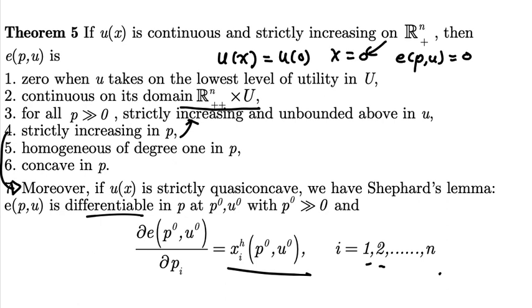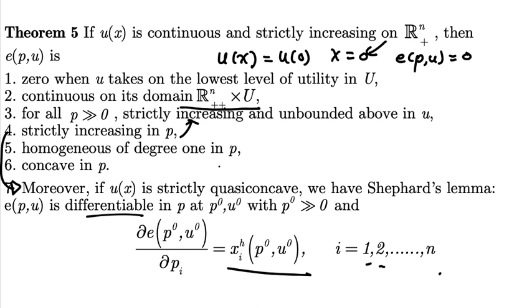Now number 5 is homogeneous of degree 1 in prices. P is the price vector, yeah? So when we say that it is homogeneous of degree 1 in prices, technically speaking, it means when prices double, then the minimum expenditure that we need to obtain the same targeted utility level must double as well. So it means the prices and also expenditures in this case have the same ratio in terms of increase.